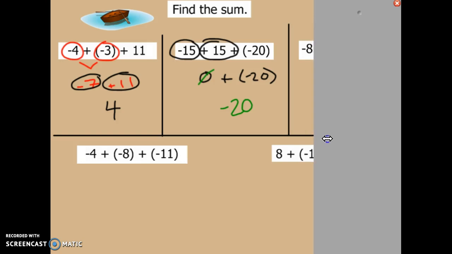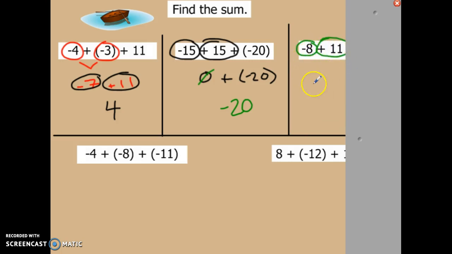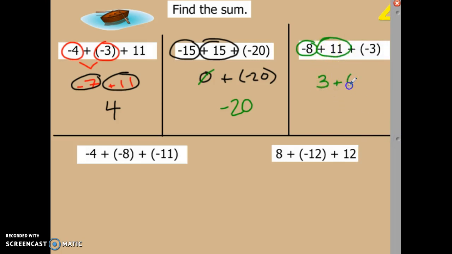Here we have negative and a positive. Different signs subtract. 11 minus 8 should give us 3. There's more positives, so it's positive. And then plus a negative 3. Positive 3, negative 3, different signs subtract. 3 minus 3 is 0.